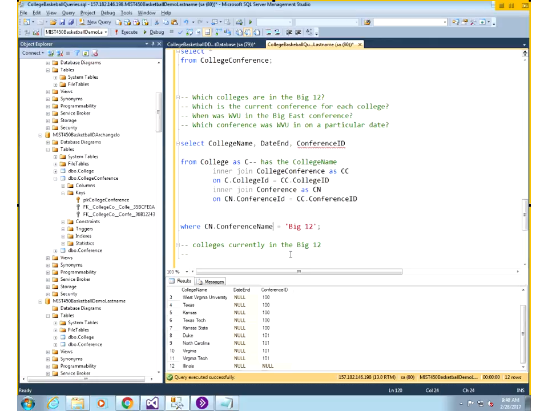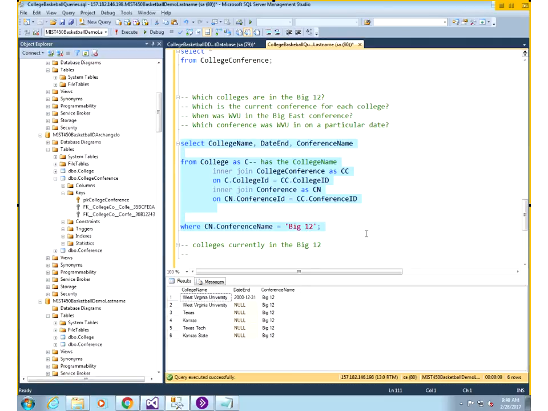Yes, as if the conference ID is sometimes ambiguous. Yeah, it's ambiguous because it's coming from potentially two different tables, so I'll just make this conference name. I'll just run this now. Okay, so we have still not resolved currently in the Big 12.